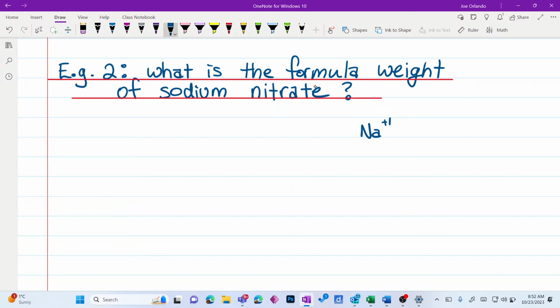And then nitrate, the fact that it ends in -ate means we're looking up one of our radicals, right? That's not on the periodic table. Nitrogen's on the periodic table, but if it was sodium and nitrogen, it wouldn't be sodium nitrate. It would be sodium nitride, right? So the fact that it says -ate means we have to look it up.